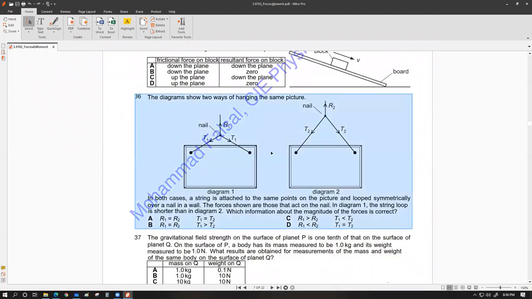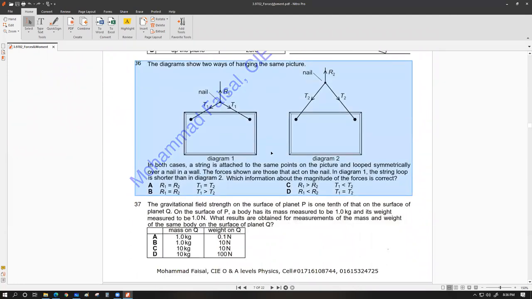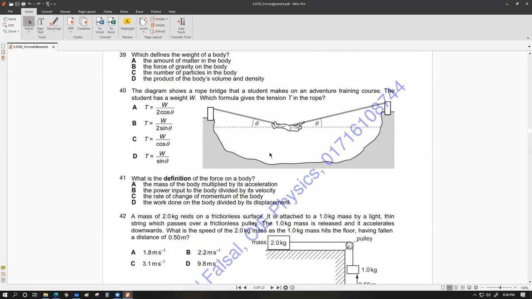I did discuss number 36. I remember very clearly I discussed 36. Yes, sir. 40 is also a very similar problem. Could you solve for number 40, using the idea of the tensions and everything? Yes, sir. It's halfway there.